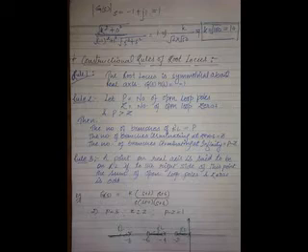Next, magnitude condition. It is used for finding the value of system gain K at any point on the root locus.